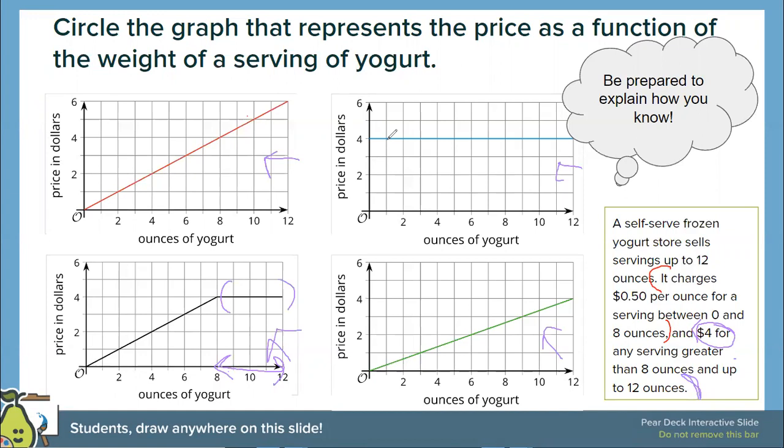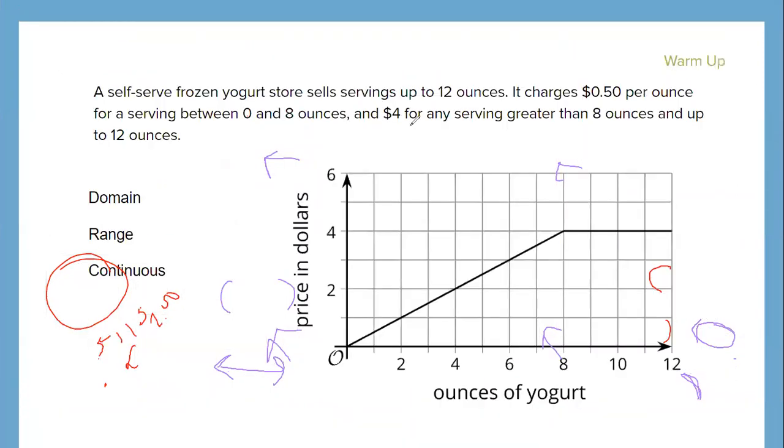If we go back to the red section, it does something a little bit different. It says it charges 50 cents per ounce for a serving between 0 and 8. That means every ounce increases by 50 cents. So at 1 ounce, it should be 50 cents. At 2 ounces, it should be $1. At 3, it should be $1.50. At 4, it should be $2. And it continues that way. So what we should notice automatically is we have two parts and that we should be looking directly at that graph right there.